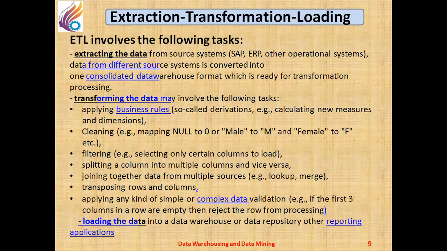So how do you do that one? Cleaning is an example, mapping null to 0 or male to M and female to F. In some databases, you are representing male as M, female as F. So now I can convert this into a unique form, where I can give male as 0 and female as 1. Okay, then we can do filtering.